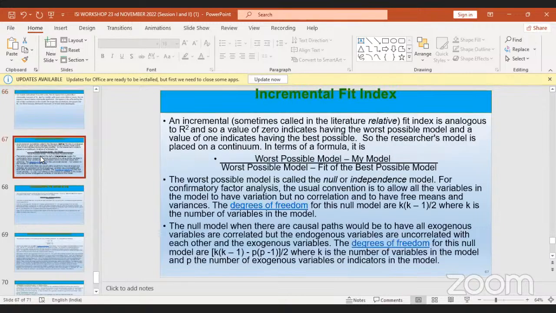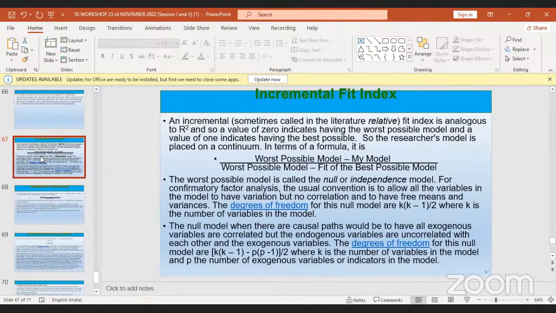What are those? Incremental fit index. An incremental fit index is analogous to R square, just as for a regression equation. A value of 0 indicates the worst possible model, and a value of 1 indicates the best possible. The researcher's model is placed on a continuum, and this is the formula. You don't have to bother with the formula, but you must look into the fit index. If it is closer to 1, then you can say that your model is a good fit model.